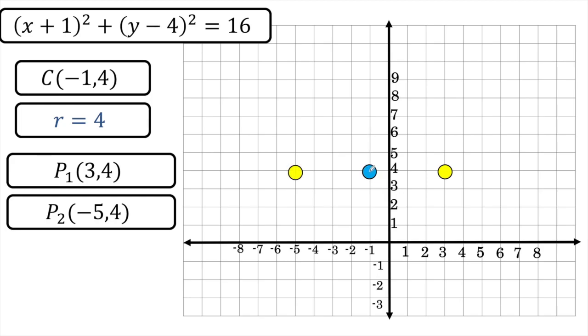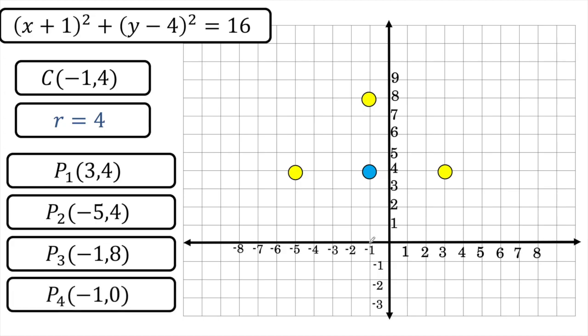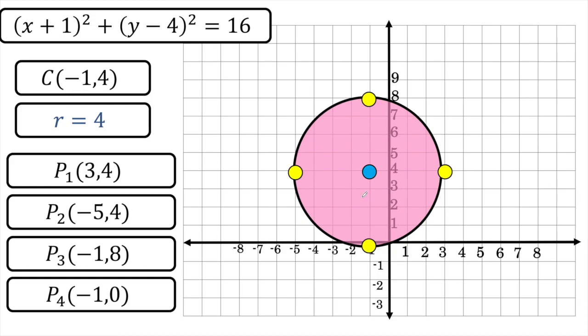So from the center, we can count upwards 1, 2, 3, and 4. So our third endpoint is at negative 1, 8. And lastly, counting downwards from the center, 1, 2, 3, and 4, we can say that the fourth endpoint is at negative 1, 0. So with the following points that we know, we can construct a circle.